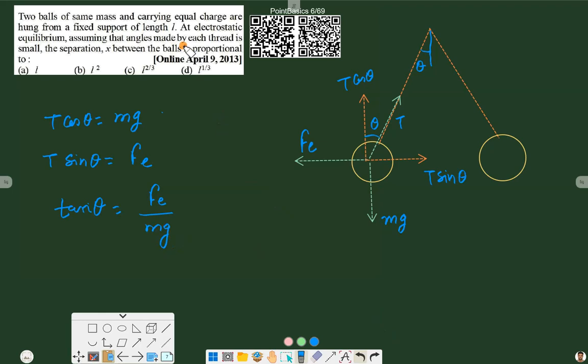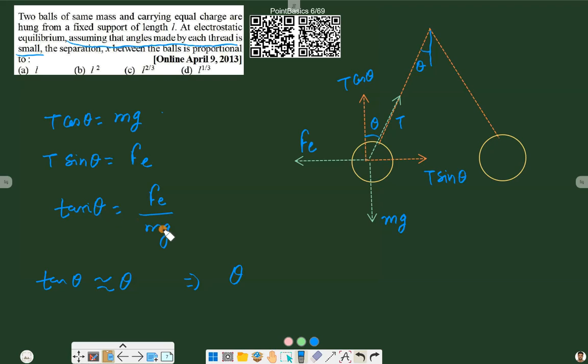Now as per the question, assuming that the angles made by each thread are small. In the case of small angles, tangent theta is equal to theta. So using the small angle approximation, theta will be F electric by mg, and now we have to find the value of theta using this diagram.